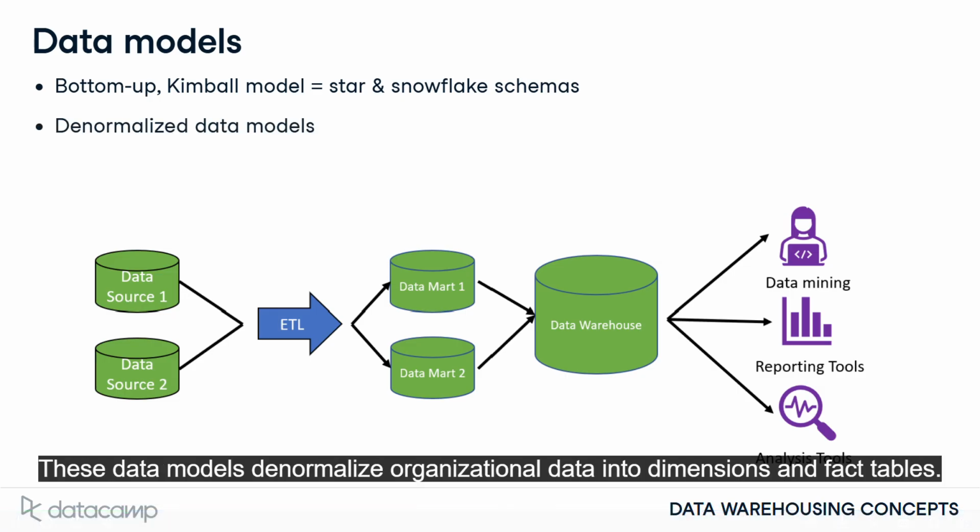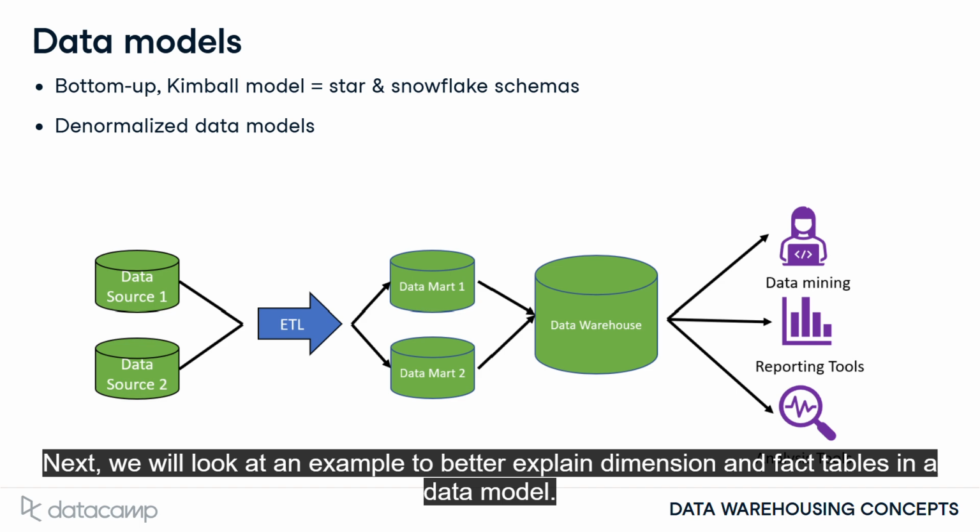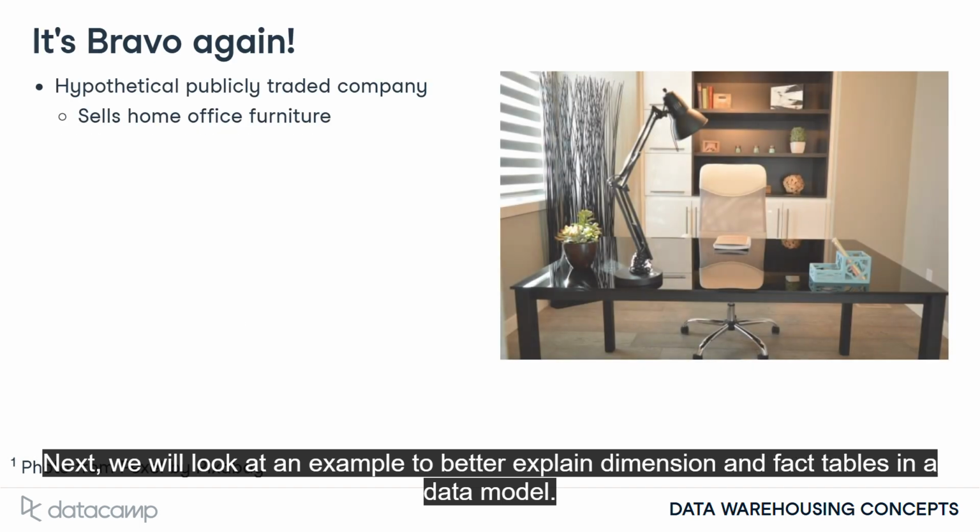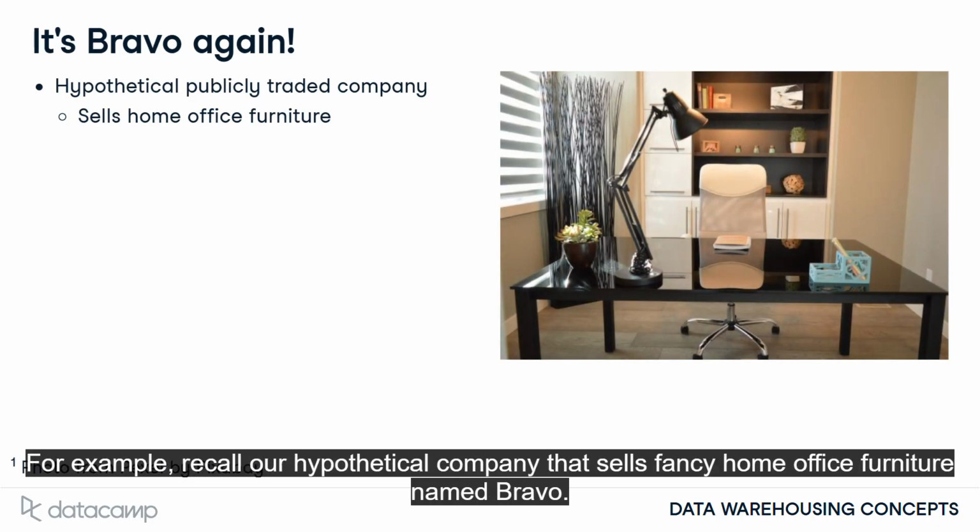These data models denormalize organizational data into dimensions and fact tables. Next, we will look at an example to better explain dimension and fact tables in a data model. For example, recall our hypothetical company that sells fancy home office furniture named Bravo.